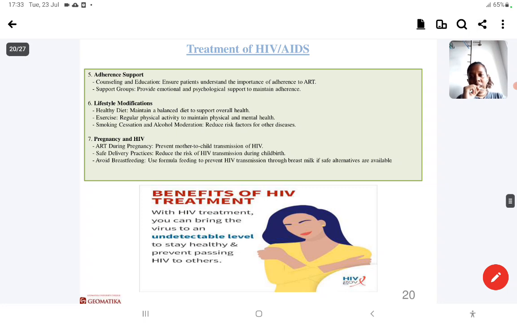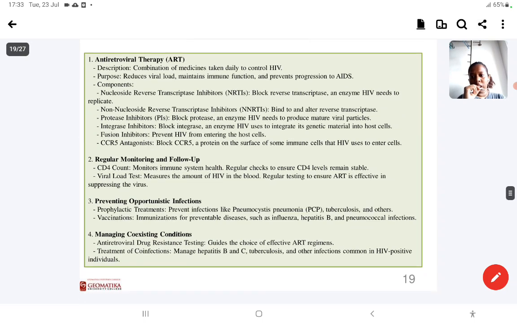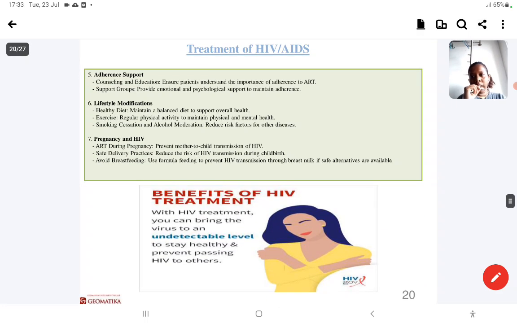Okay, this is the continuation of the treatment of HIV and AIDS. It's adherence support, which is number 5, and counseling and education, so the patient understands the importance of the ART, and also the support group. It also provides emotional and psychological support to maintain adherence.